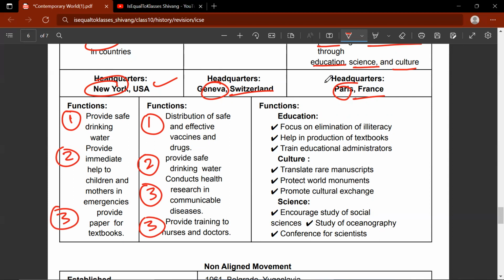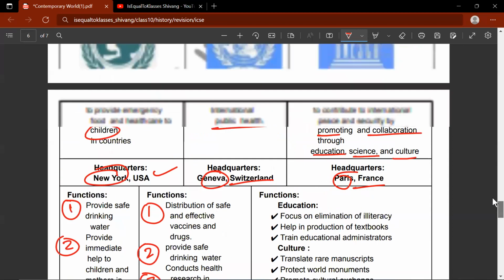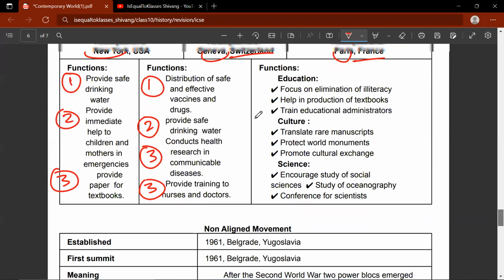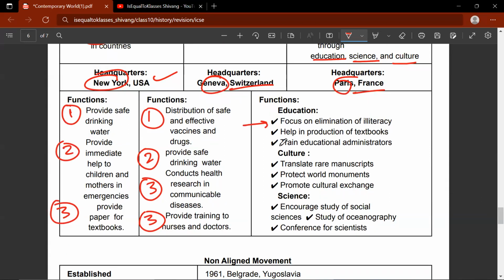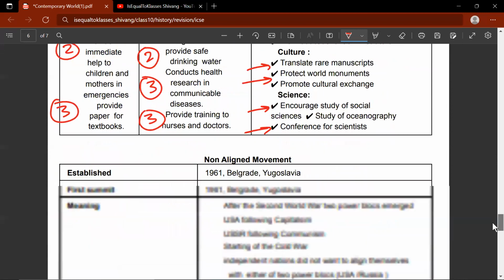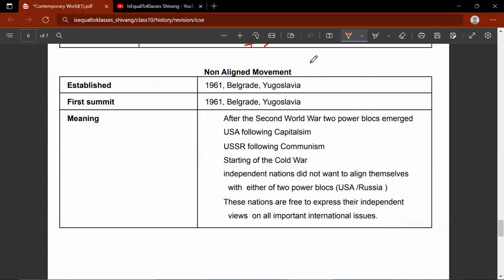Functions of UNESCO: focus on elimination of illiteracy. You only need to learn 4 or 5 of these points. Focus on elimination of illiteracy, help in production of textbooks. And then in culture, you have translate rare manuscripts, protect world monuments. And finally in science, you have encouraged study of social sciences and conferences for scientists to discuss various matters related to science. Okay, let's move on to the non-aligned movement.